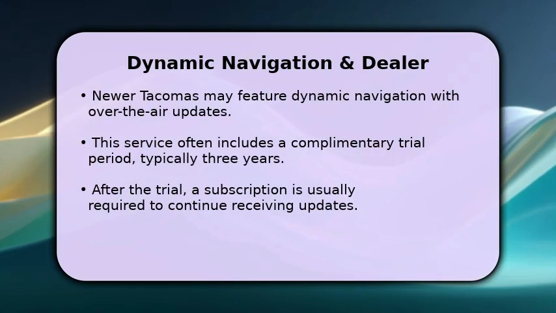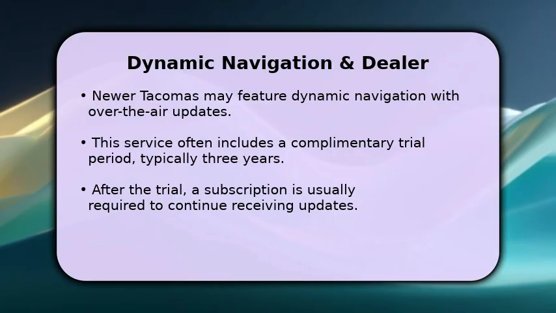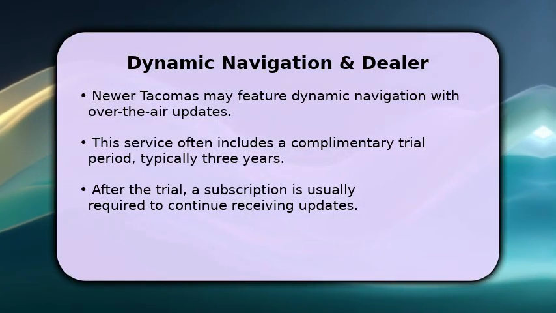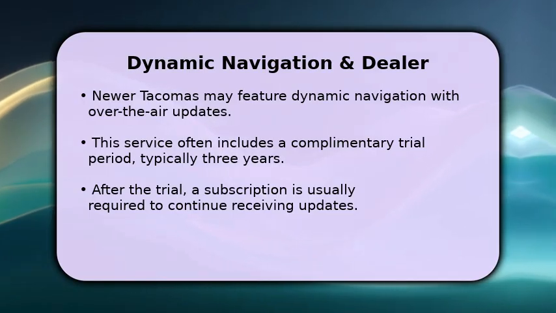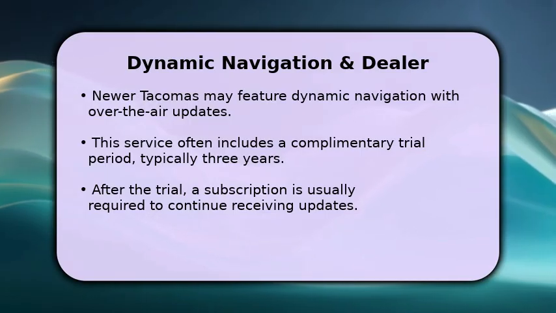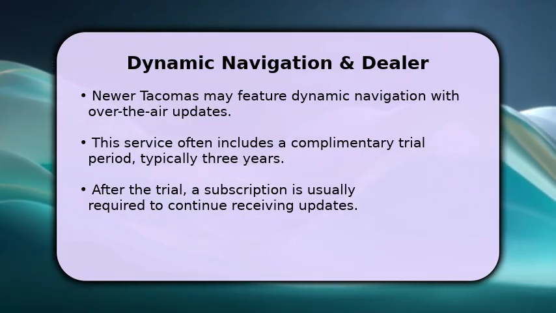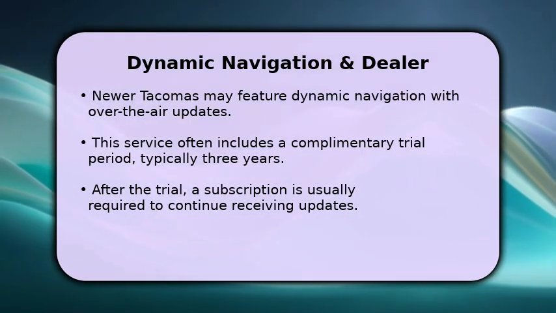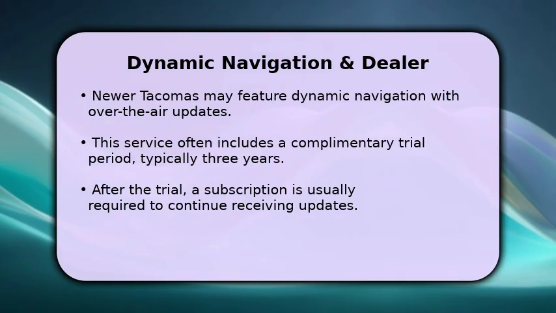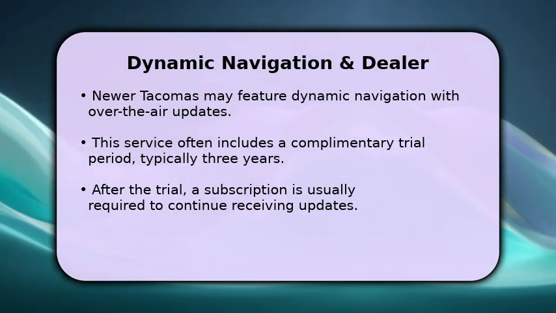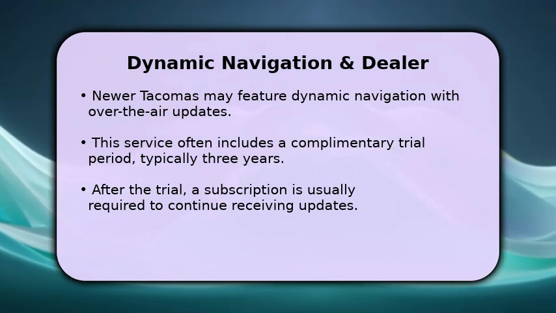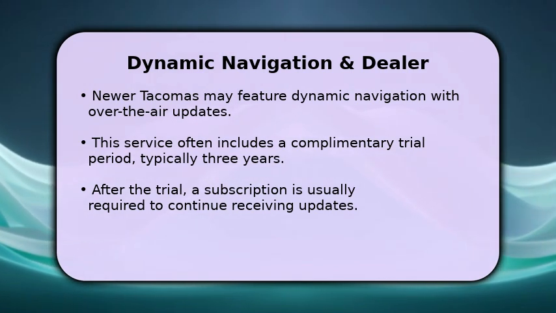Many newer Toyota Tacoma models come equipped with dynamic navigation, offering convenient over-the-air map updates. This service often includes a complimentary trial, usually lasting for 3 years, providing real-time map data. After this trial period, a subscription is typically needed to continue receiving these automatic updates. If your vehicle doesn't support dynamic navigation, or if you prefer professional assistance, your local Toyota dealership can also perform map updates for you, ensuring your system is always current.